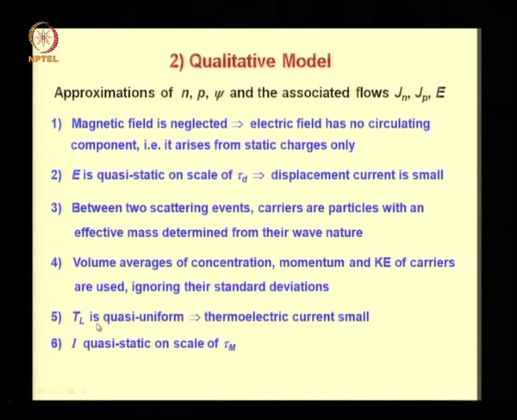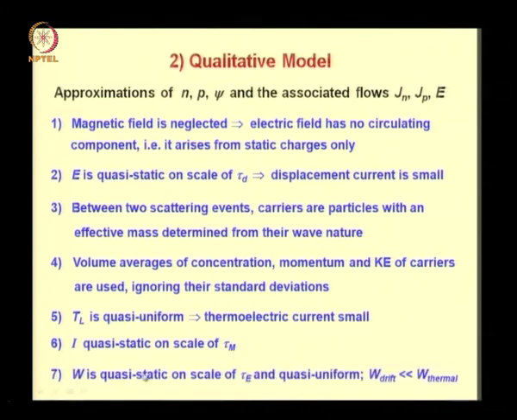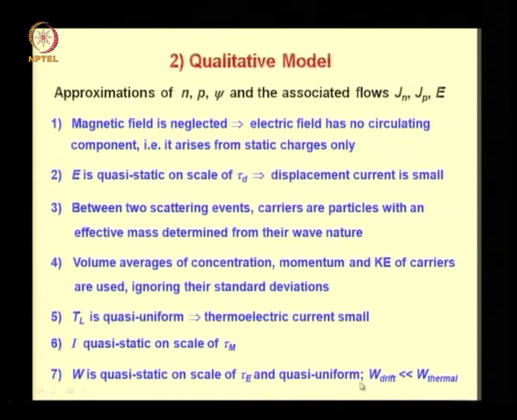The fifth approximation is that the lattice temperature is quasi-uniform, implying that thermoelectric current is small. And sixth, the current is quasi-static on the scale of momentum relaxation time. Finally, the kinetic energy density is quasi-static on the scale of energy relaxation time and quasi-uniform as a function of space, and further, the drift component of kinetic energy density is much less than the thermal or random component.